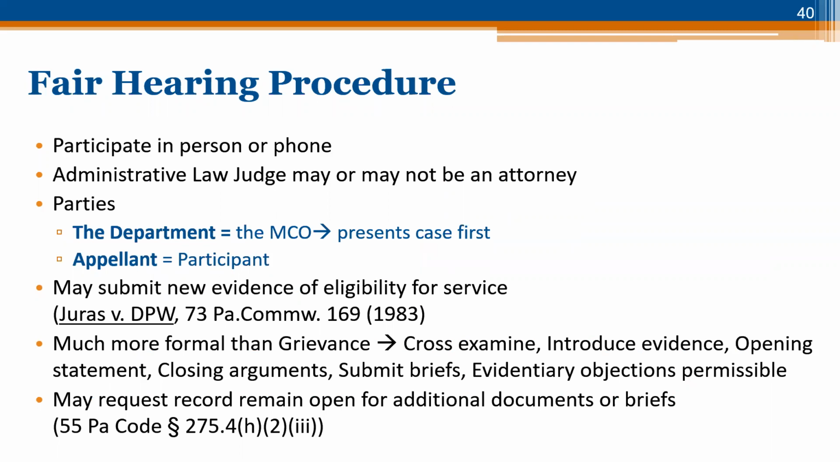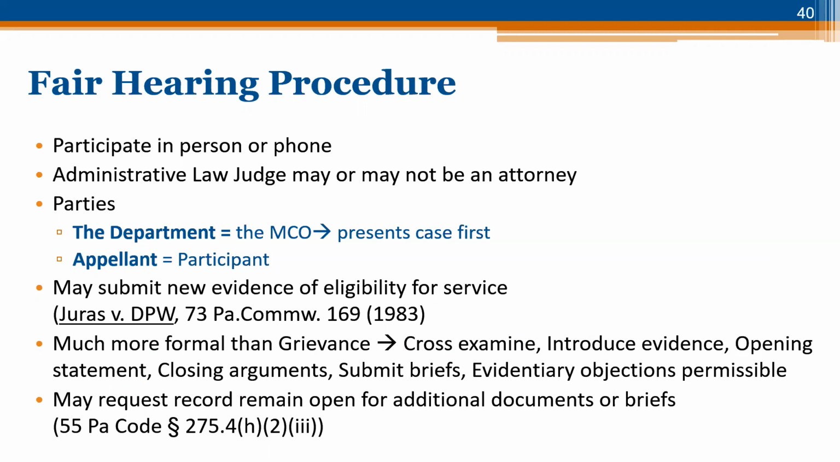The judge is not necessarily an attorney. The parties are the department, which is what the judge will call the managed care plan, but it's really the MCO. They present first. And the participant is the appellant. New evidence can be submitted showing eligibility for the service. And this includes eligibility.